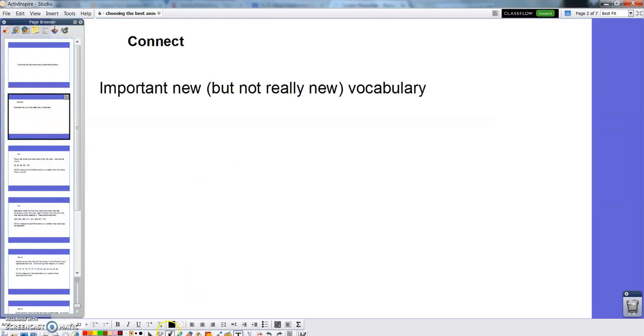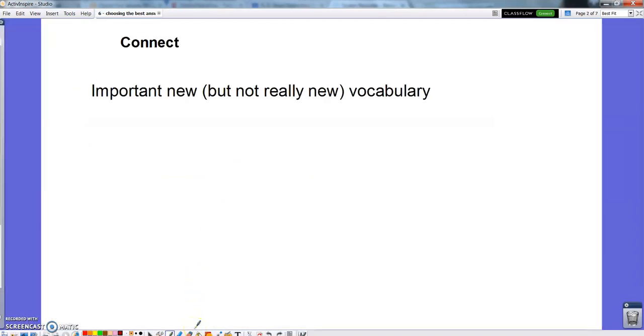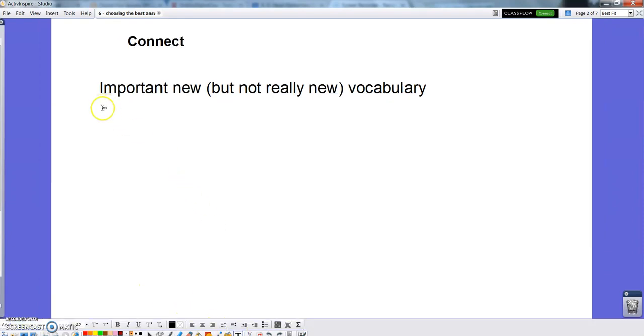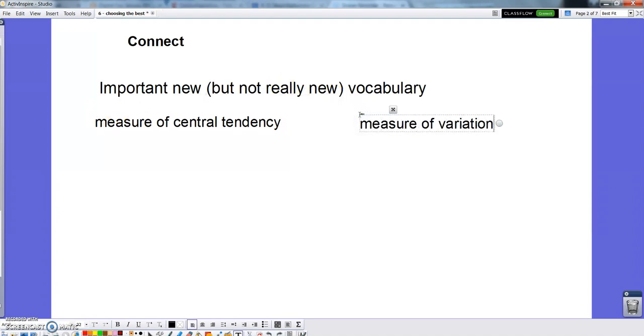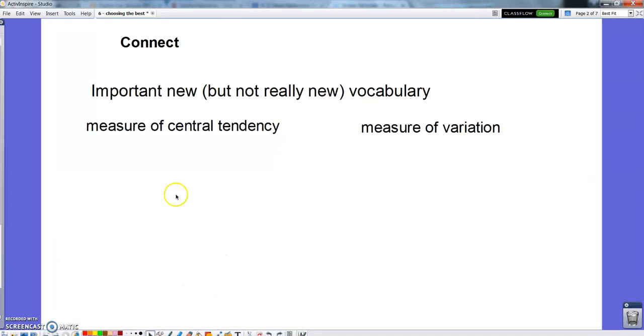All right, so I want to give you a couple new vocabulary words here. They're not really going to be new. Maybe words I haven't used, but they mean something I have. So I want to talk about the word measure of central tendency, and I want to talk about the word measure of variation real quick. So the measures of central tendency, if you hear that word, that means mean, median, and mode.